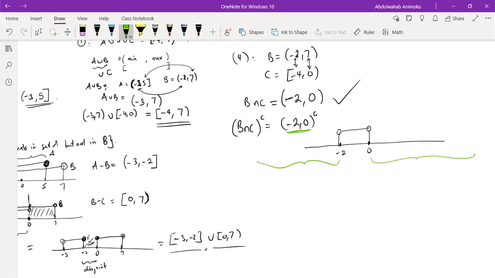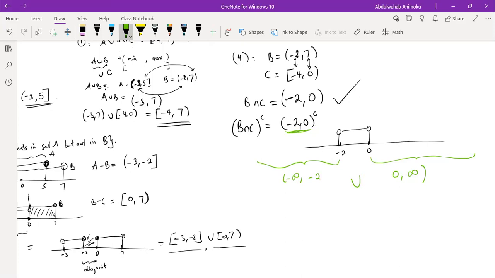So basically the complement of this set would be elements from -infinity up to -2. In a second, we'll determine the boundary, whether it is closed or open. And then union from 0 up to infinity, right? Now, let's determine whether this is open or closed. We need to ask, is -2 in this set? If it is in the set, then it will not be in the complement. But when -2 is not in the set, that element will be in the complement.